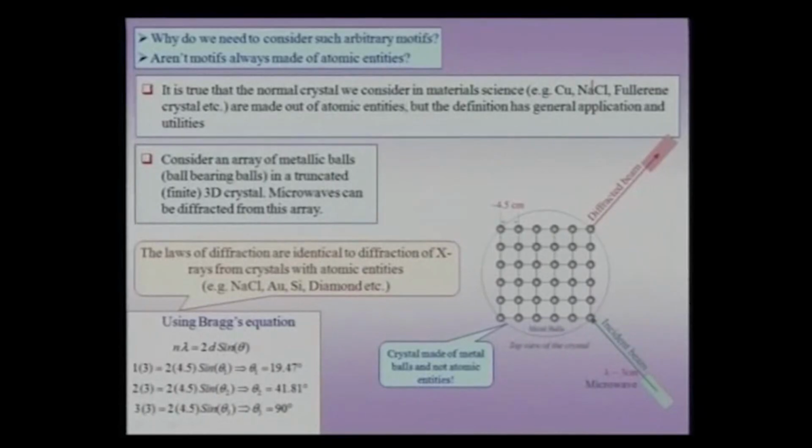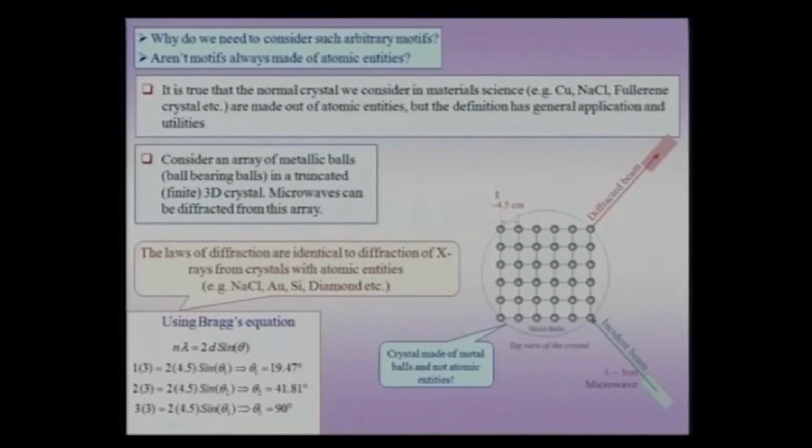Here, instead of using X-rays, I would use microwaves, and typically the wavelength of such microwaves would be 3 cm, which is of the same order as the spacing of the ball bearing balls. So my wavelength of the microwave is similar to the lattice parameter spacing, and this is an important requirement for diffraction to take place, right.